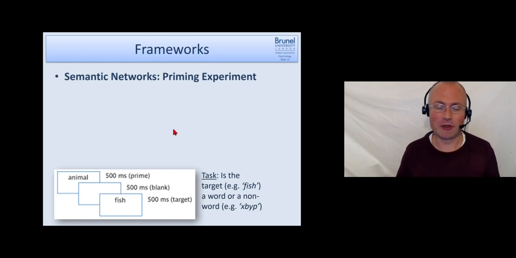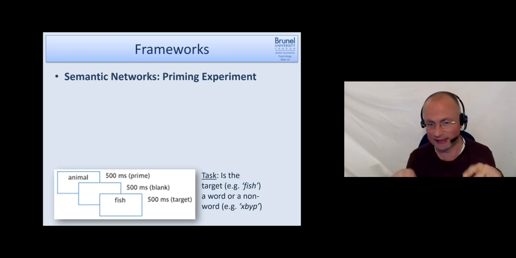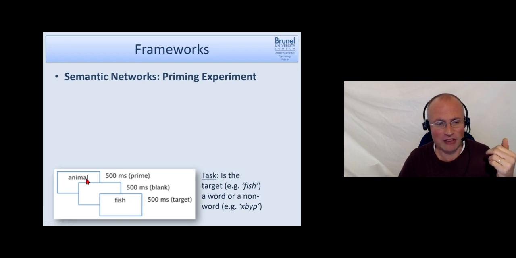So the task is as follows. Again, speed. They will have a target, for instance fish, and they have to decide, is the target a word or a non-word? This is an example for a non-word. So that's all they have to do. Again, two buttons. If it's a word, press the right hand. If it's a non-word, left hand, or the other way around. Now you will see the target is seen for half a second. But before that, a so-called prime is presented. In this example, it's animal. This is presented for half a second, then half a second blank screen, and then half a second the target.